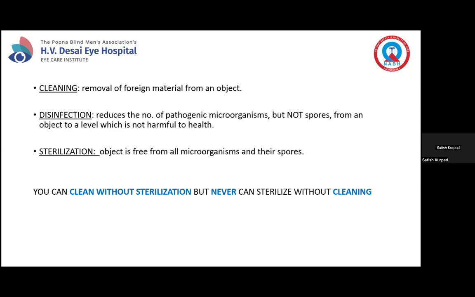So which are the sterilizable instruments we are going to use for the eye donation call? Firstly, you have to clean all the instruments, and then you have to pack and send them for sterilization.